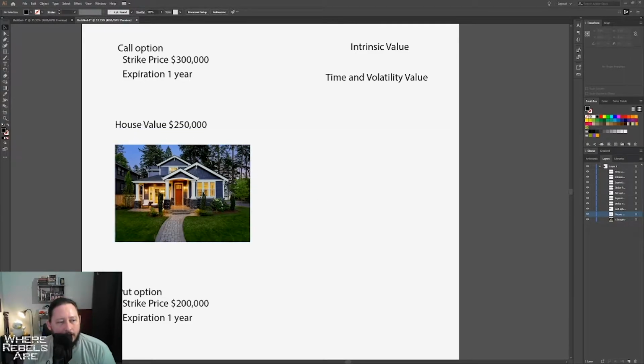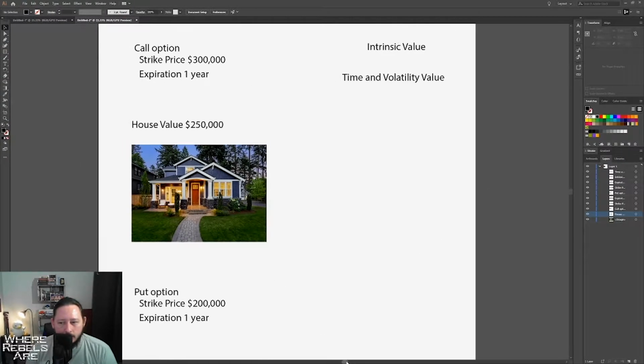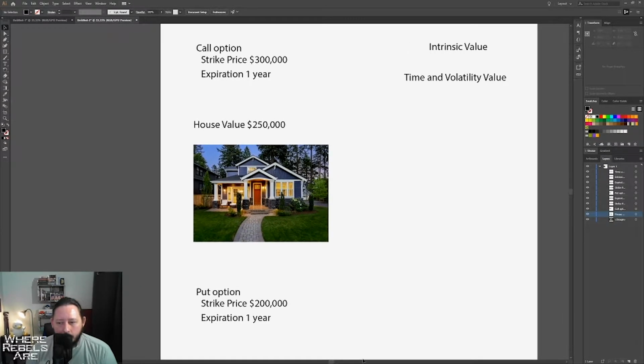First thing you should be aware of, a house right here looks nice. We're going to say this is a $250,000 house. Arbitrarily, no rhyme or reason here. The first thing that you can do with an options contract is decide: do you think the price is going up, or do you think the price is going down? So if you think the price is going up, you would buy a call option.